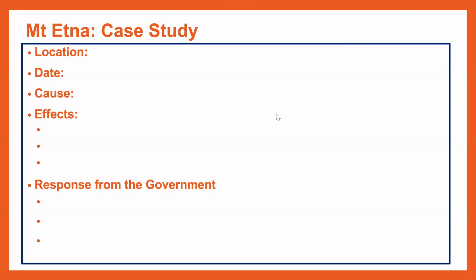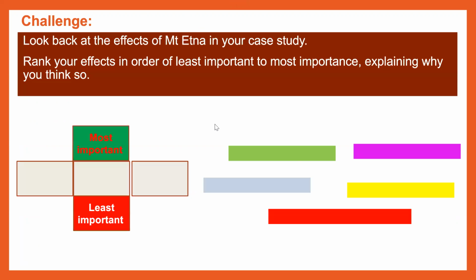Okay, and once you're done, there is a challenge task for you to look at the effects of Mount Etna in your case study and rank them from the least important to the most important and explain why. Okay, and once you're done with that, that is the end of your lesson. You need to go over to Purple Mash and do your quiz. Well done, Year 4. Thank you.